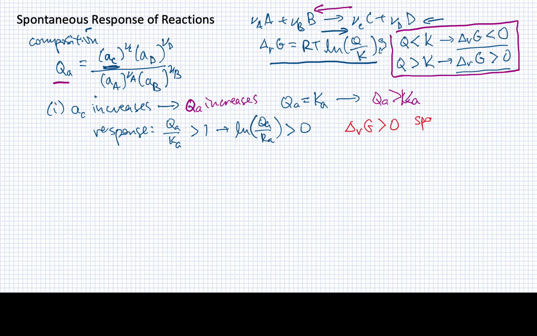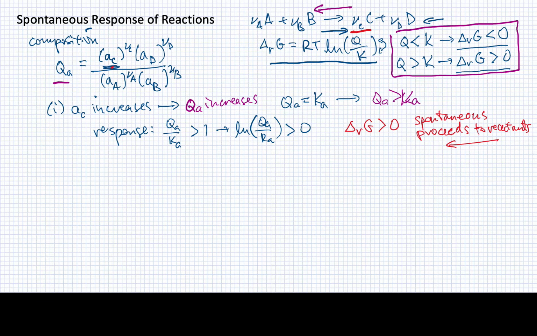So spontaneously proceeds toward reactants, okay, which is in this direction. Okay, so in this case, when we've added something on the product side of the reaction, the natural direction for this reaction to proceed is back toward reactants, and that would be in accord with our understanding of Le Chatelier's principle, at least at the level of general chemistry where we've seen it before.